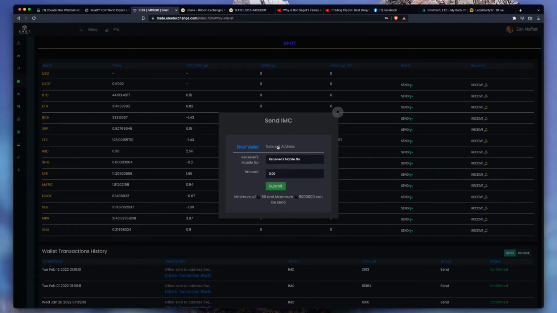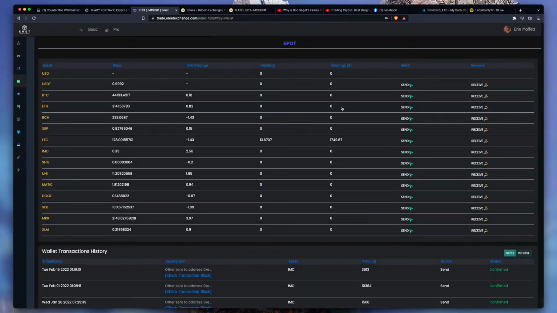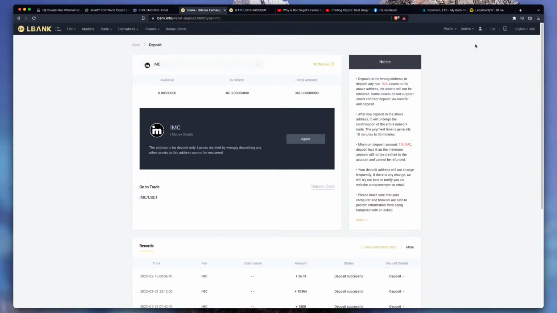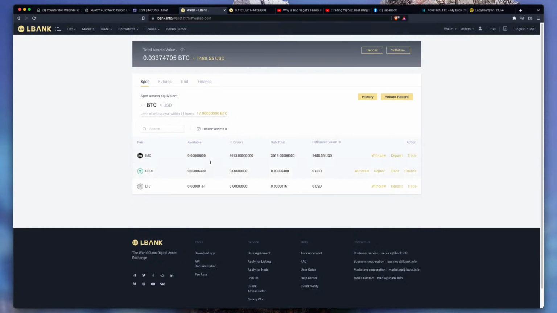Do I want to send it to an eMet wallet? No, I want to send it to an external address, and I'm going to paste it in here and how many I want to send. Then it's going to show up at LBank, and I'm going to see it right here, how many IMCs. Oh, I'm also going to see it in my wallet. See, in my wallet, I have some IMC.